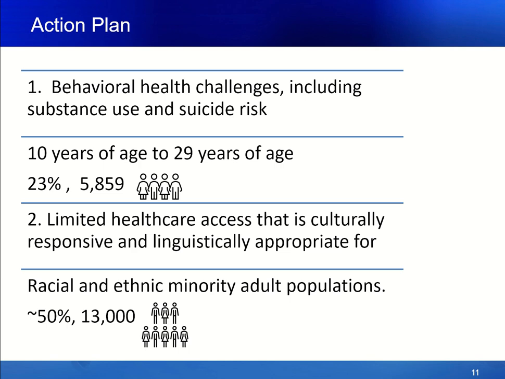The action plans were to address the top two community needs for Hercules, which were: one, the behavioral health challenges, including substance abuse and suicide risk among adolescents and young adults, defined as 10 years of age to 29 years of age, roughly 23% of the population, or approximately 6,000 individuals; and two, limited healthcare access that is culturally responsive and linguistically appropriate for racial and ethnic minority adult populations, which were about half of the population, or almost 13,000 individuals.